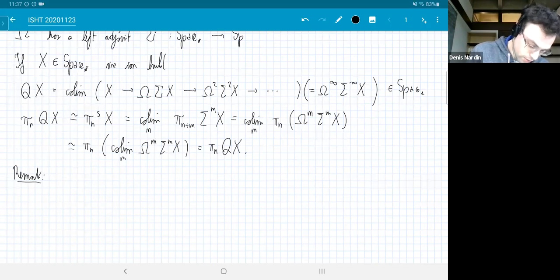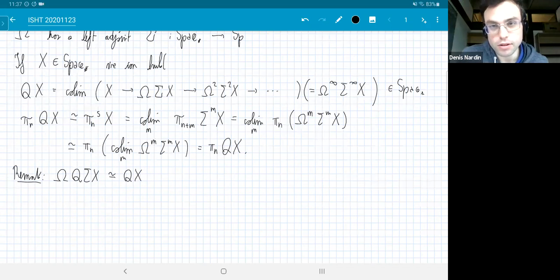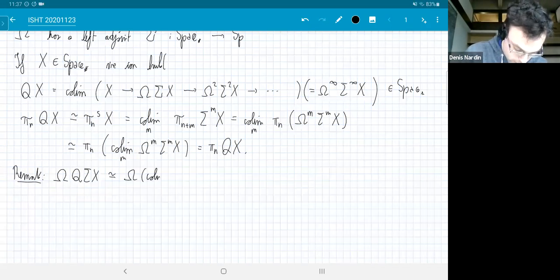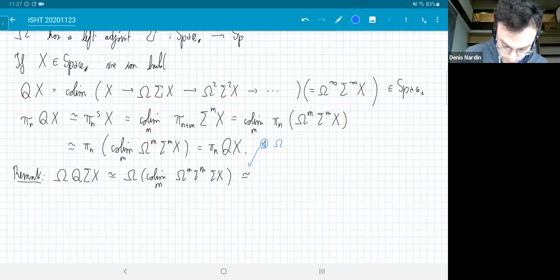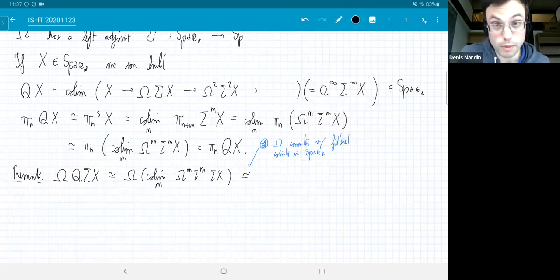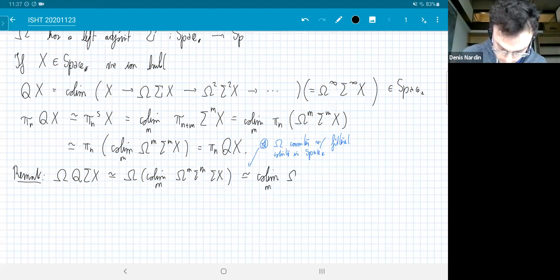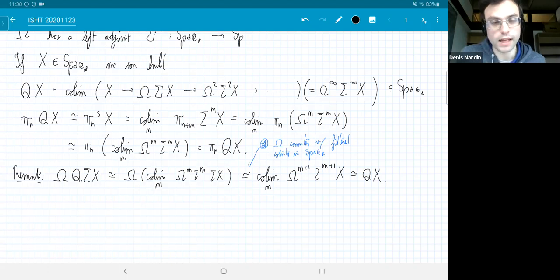In particular, notice that omega Q of sigma X is equivalent to Q of X, just because of how we build things. Because this is equivalent to omega of the colimit over m of omega m sigma m x, but omega commutes with filtered colimits. This is an important property that maybe I should have emphasized before. In pointed spaces, pullbacks, homotopy pullbacks, commute with filtered colimits, or sequential colimits in this case. So you can move it inside. And that's just Qx. So I have a natural equivalence like that.